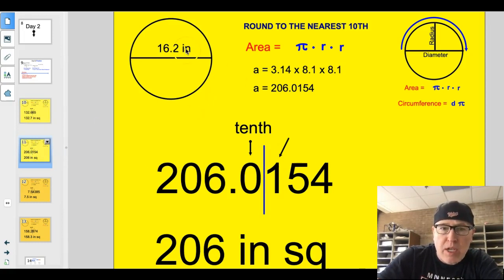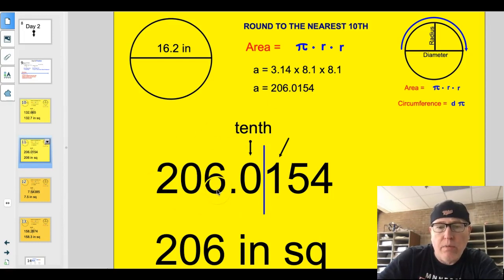Here's another one. Round this one to the nearest tenth. This time we have a diameter of 16.2. So first thing we've got to do is get a radius, because if we can't pi d d it, we have to pi r r it. So we got 3.14 times 8.1 times 8.1. We get our area is equal to 206.0154.